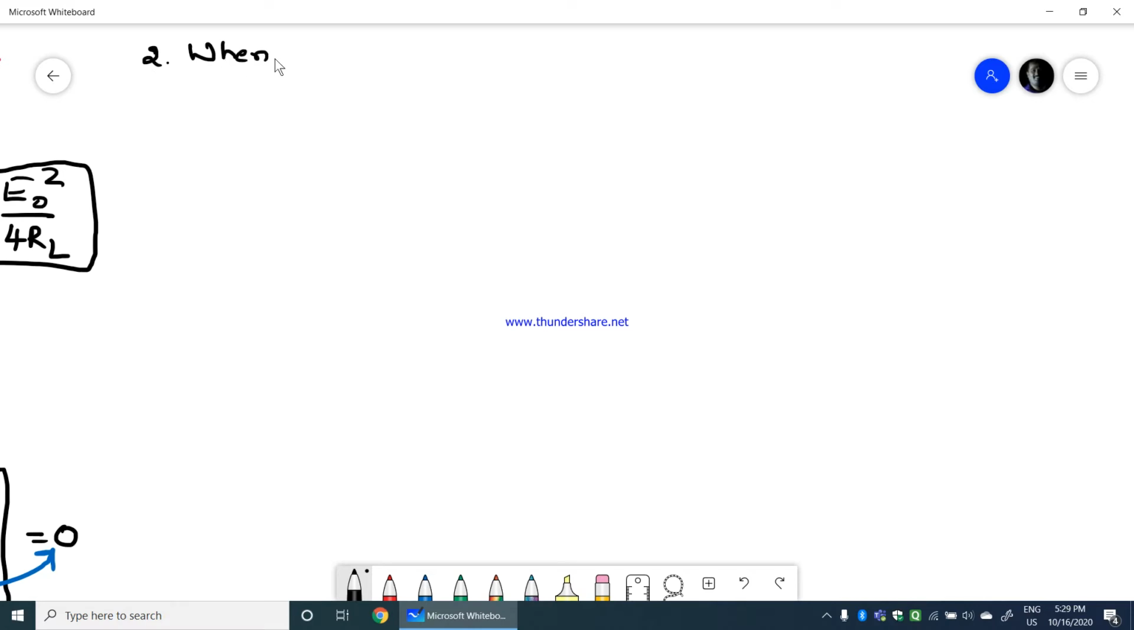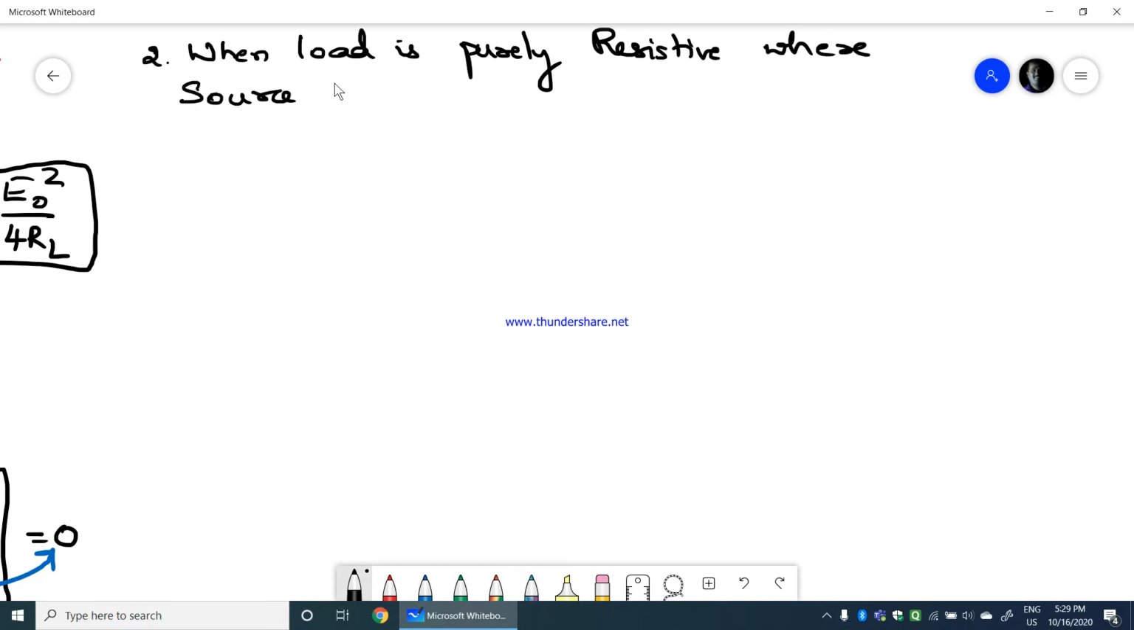We'll go to the next case, when the load is purely resistive, where the source has an impedance. Okay, so this is the second condition we need to derive now.